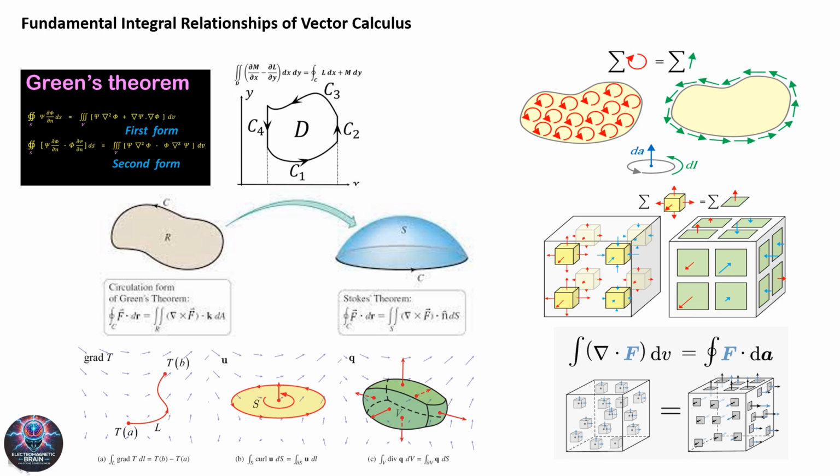Second form, flux form. This form relates the line integral of the field's normal component along the boundary curve to the integral of the divergence of the field over the enclosed region. It tells us that the total flux through the boundary curve is equal to the net source or sink, divergence, within the region.